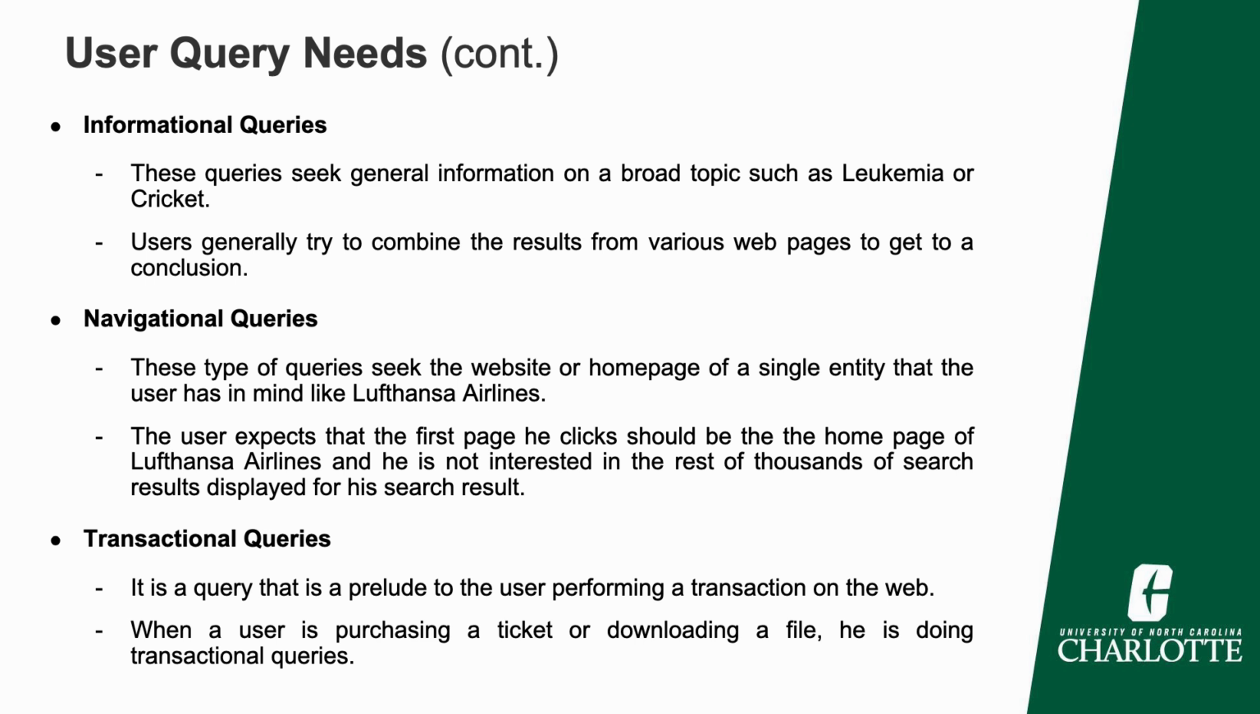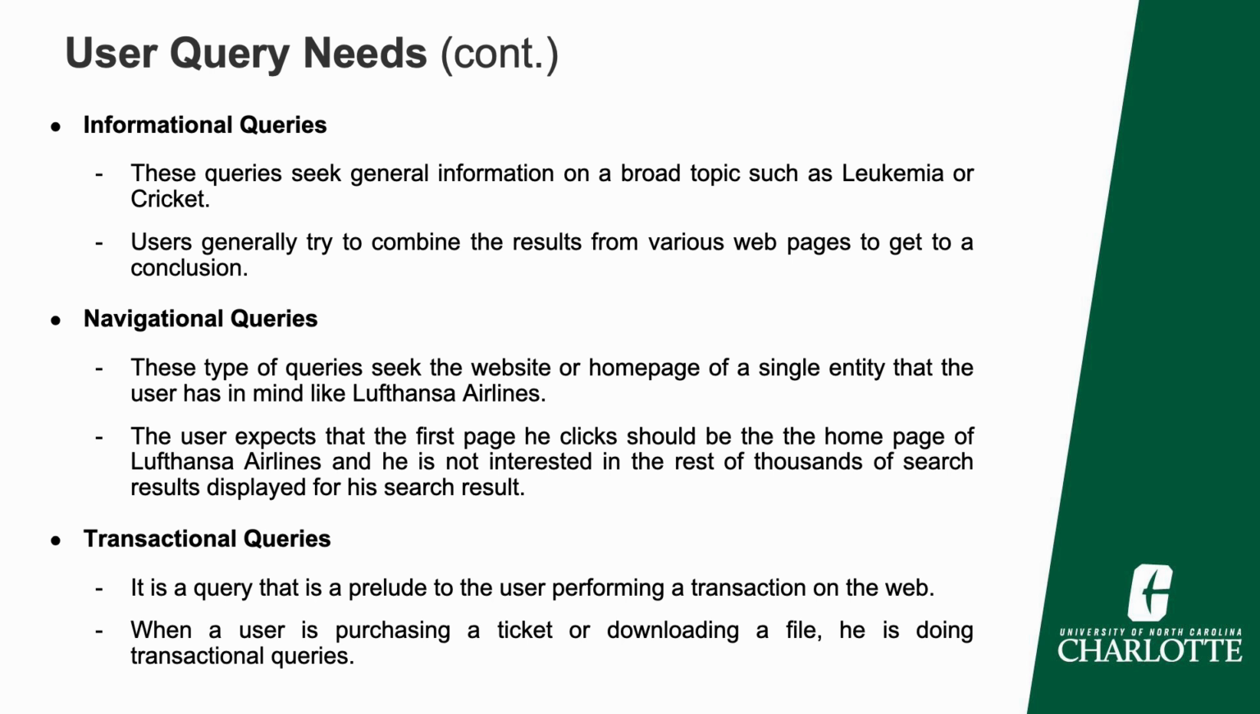Continuing on user query needs, as specified, informational queries seek general information on a broad topic, such as when you're searching for a specific thing, or a disease like leukemia, or a sport like cricket. There is typically not a single web page that contains all the information sought in informational queries.